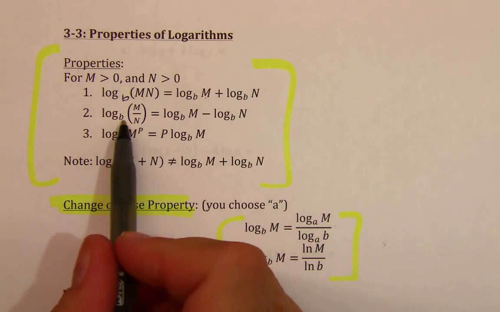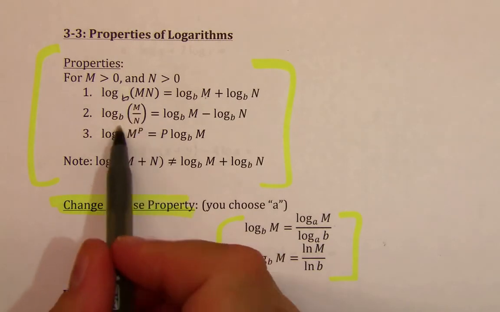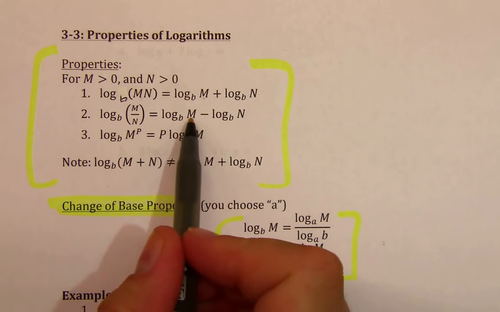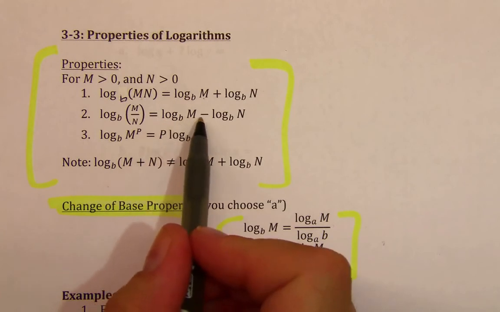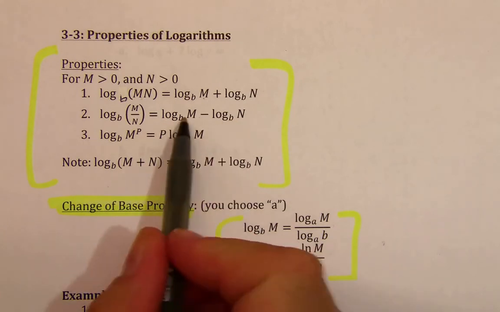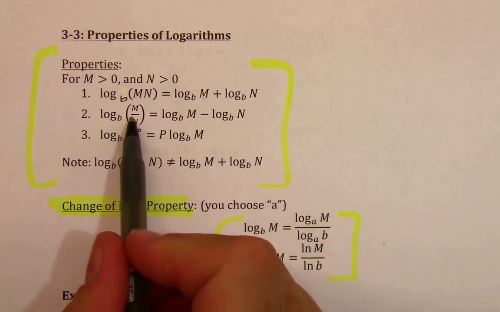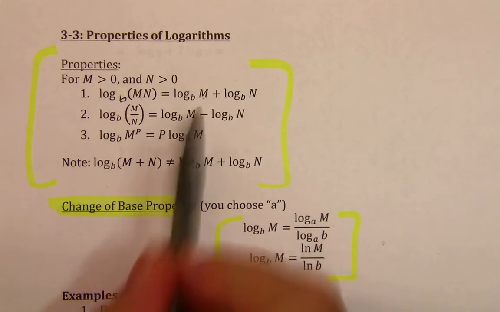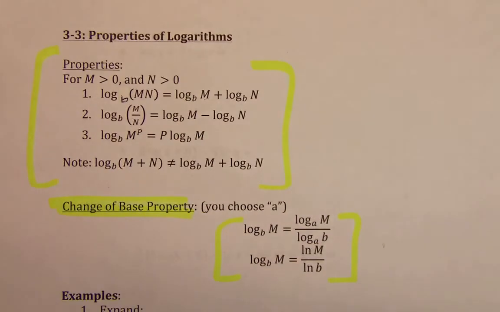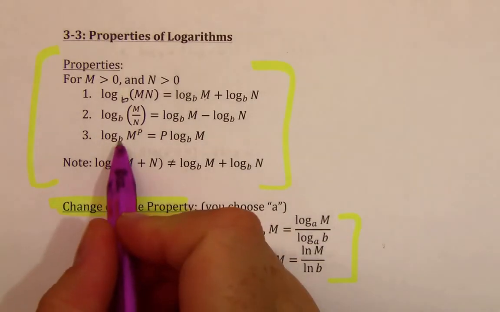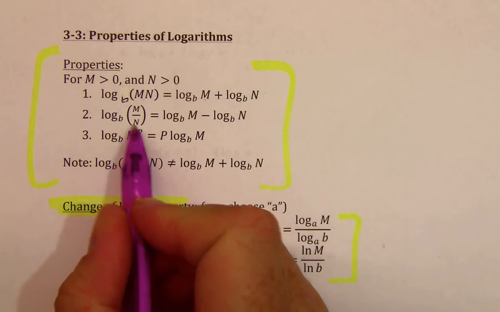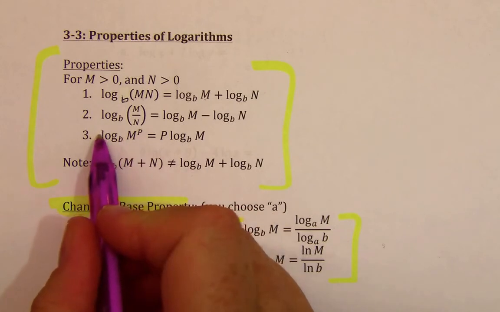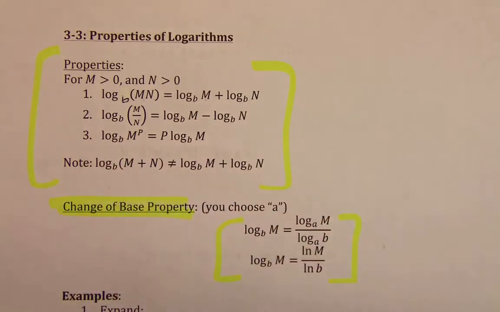Similarly, if I have log base b of m over n, then it can expand to log base b of m minus log base b of n. So subtraction condenses to division, and division expands to subtraction. Now we can use the power rule here, where if I have log base b of m to some power p, that exponent there can come out front and be multiplied.